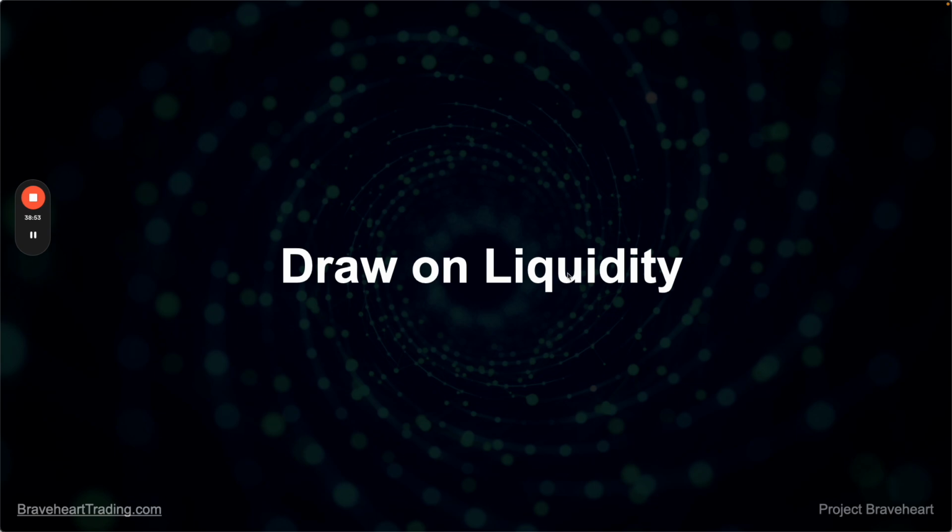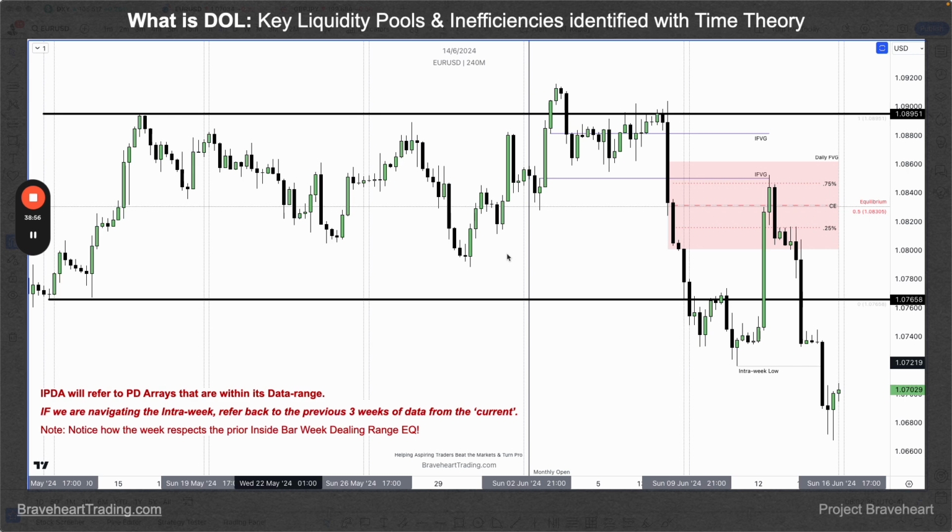So, draw on liquidity. So what is the draw on liquidity? We just want to pick simple draws on liquidity of key liquidity pools and inefficiencies identified with time theory. So what does that mean? So first of all, the current week, we'll get into that in a bit. So IPDA will refer to PD arrays that are within its data range. Okay, so what is a data range? It's a range of data that IPDA will refer to. So if we're trying to navigate the intra-week, refer to the previous 3 weeks of data from the current.